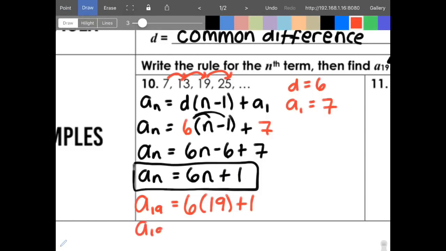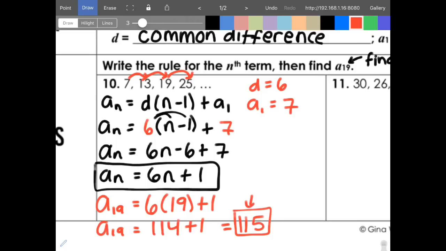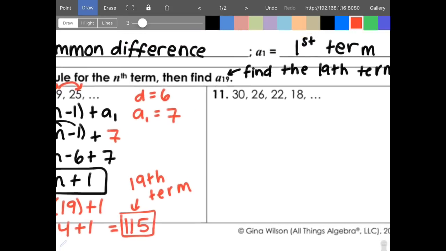A sub 19, our 19th term, 6 times 19 is 114 plus 1. That means our 19th term is 115. That's all that means. So our 19th term is 115. Cool. Okay. Not too bad, I don't think.